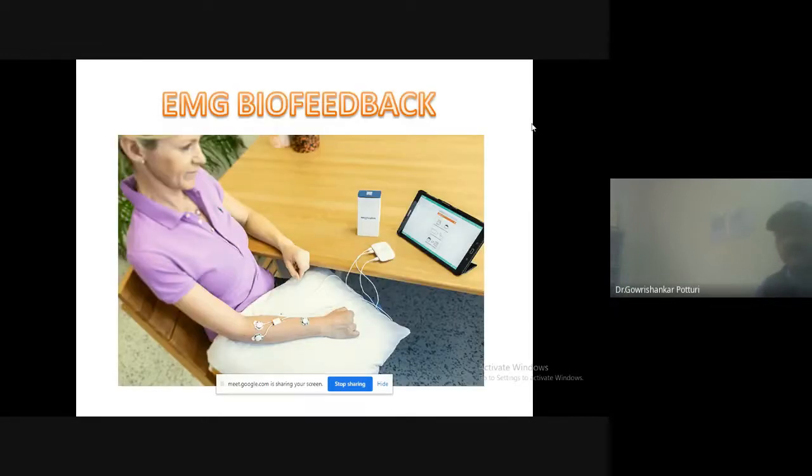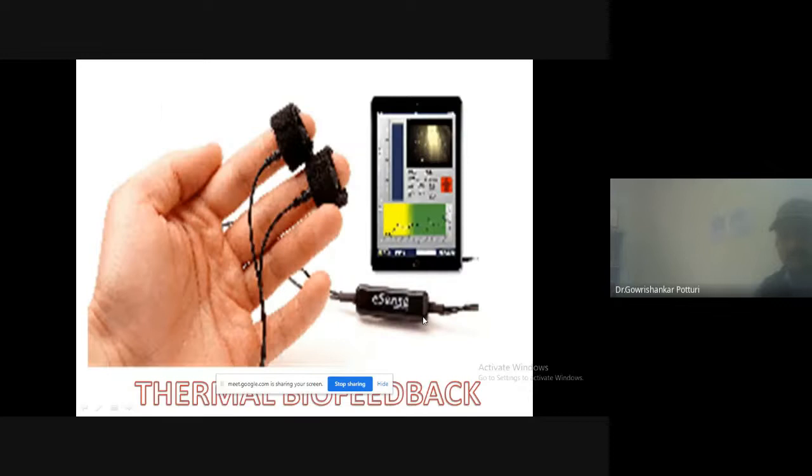So this is a simple EMG biofeedback. These are the electrodes placed. You can see, and here on the screen, this is the feedback machine. It is connected through Bluetooth to the computer or tablet. This is thermal biofeedback.